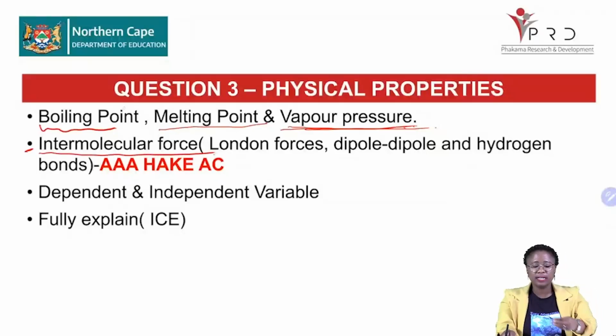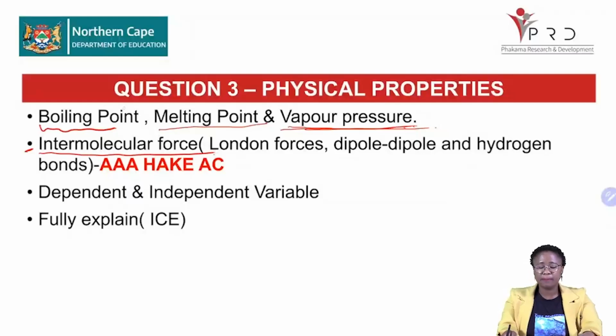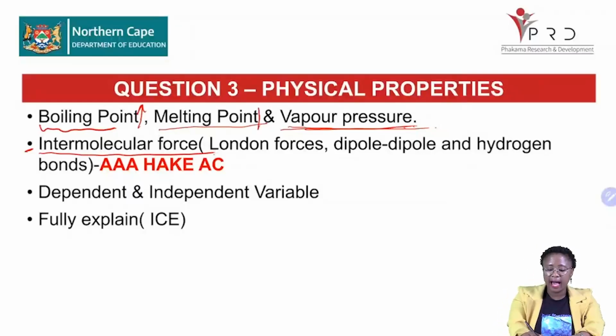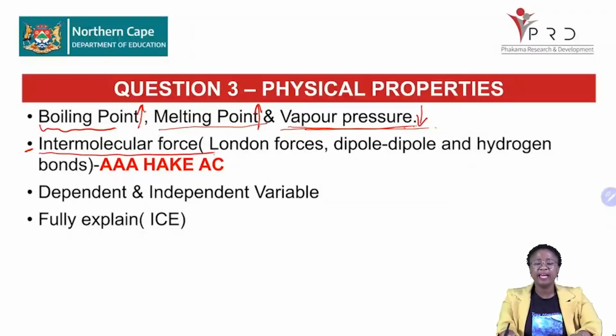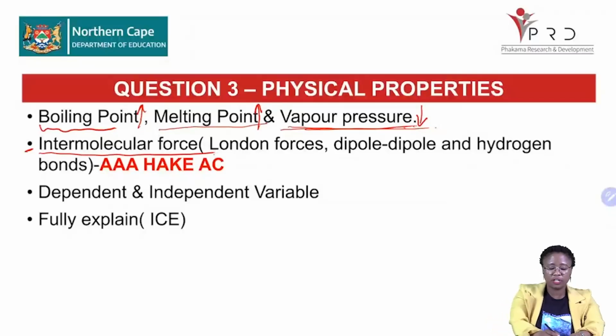The next thing to remember is the relationship between the boiling point, the melting point, and the vapor pressure: the higher the boiling point, the higher the melting point, but the lower the vapor pressure. And how do we identify that substances have a higher boiling point, a higher melting point, or a lower vapor pressure? We look at the intermolecular forces that are present.